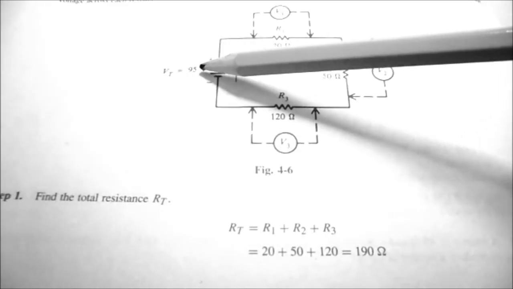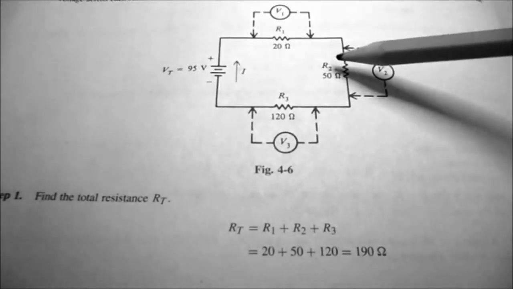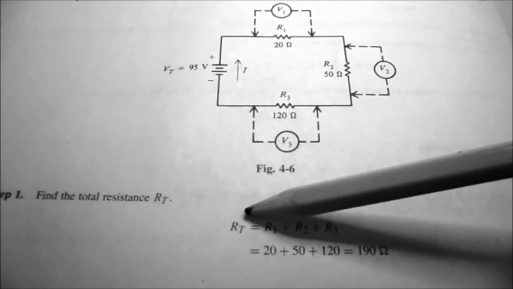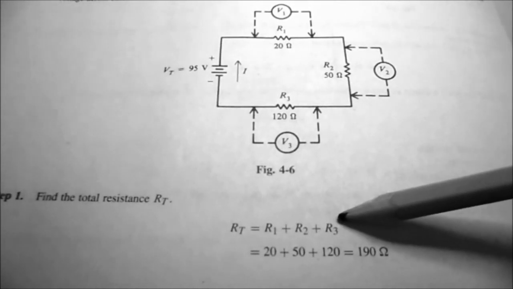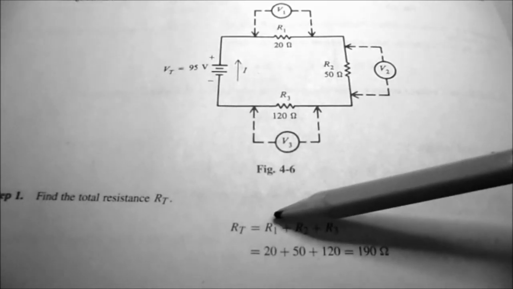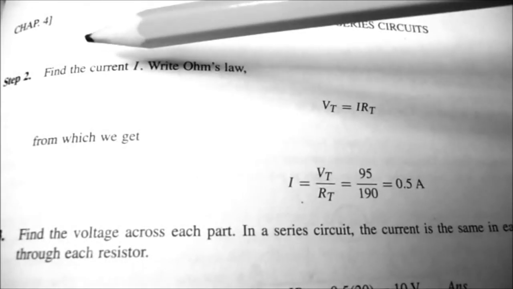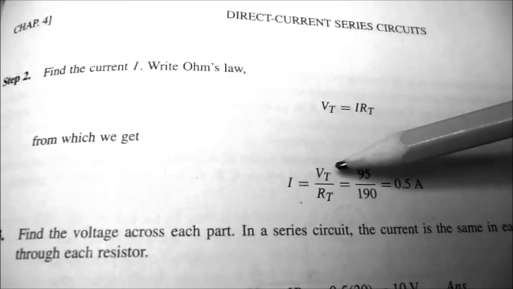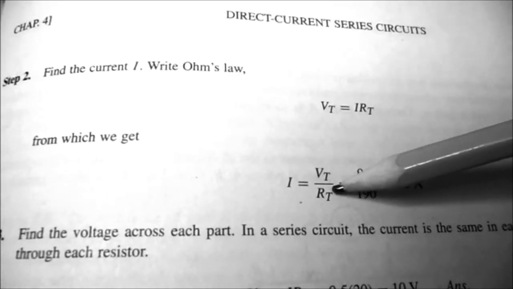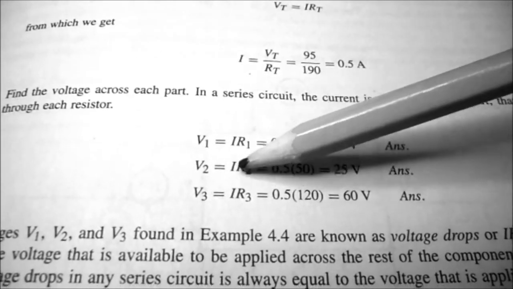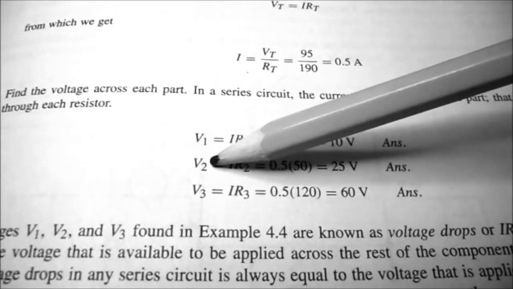And you can see they have the voltage applied and the individual resistor values. So the first thing they're going to do to solve this is to find out what the total resistance is going to be. And the total resistance is going to be the sum of R1 plus R2 plus R3. The next step that they tell you to do is to find the current. And you can see the current is equal to the total voltage divided by the total resistance. And once you have that current, it's the same current going through each resistor. So now you can calculate each of the individual voltages.